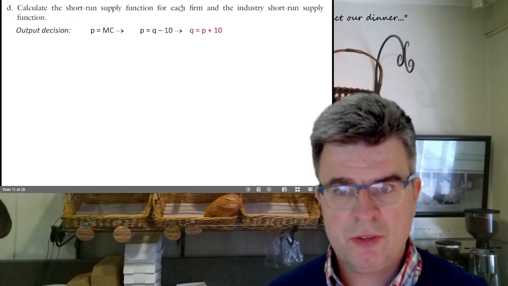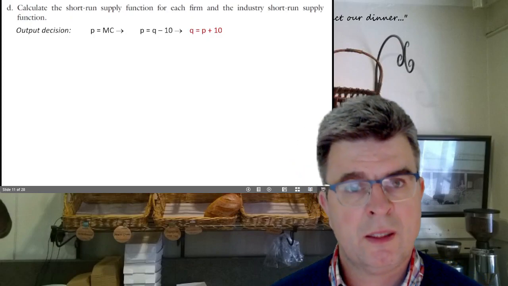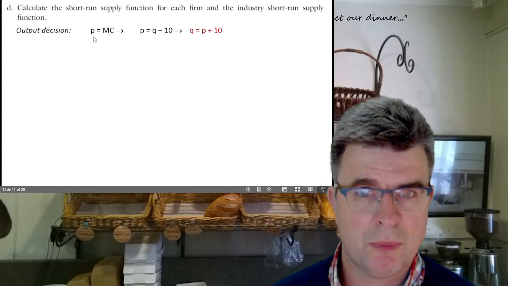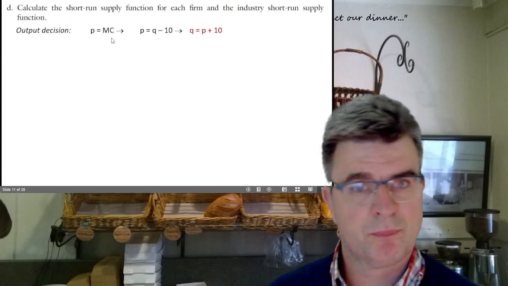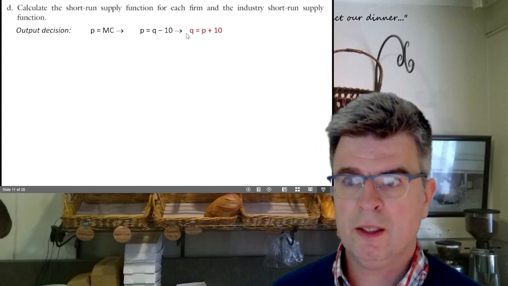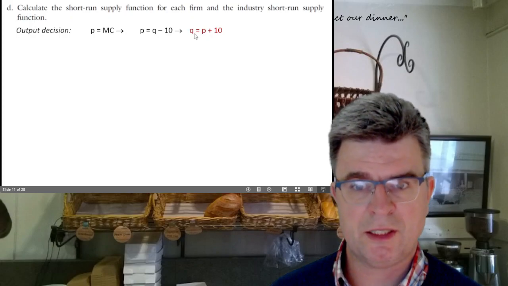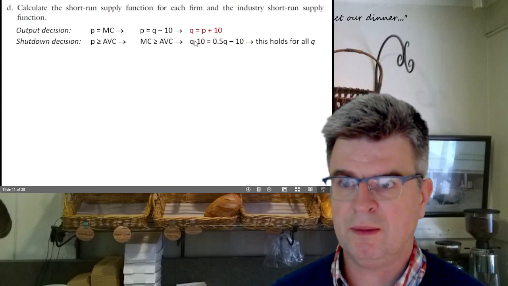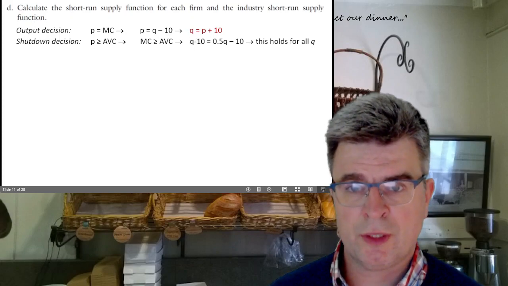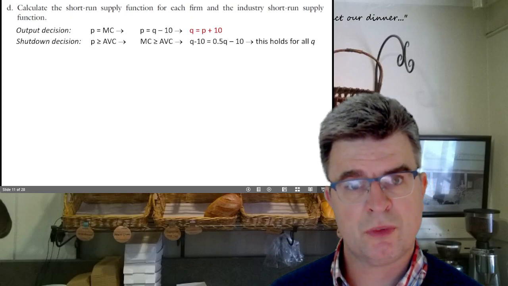So the output decision, if active, how many units, is determined by setting marginal revenue equal to marginal cost. The firm is a price taker, so marginal revenue is equal to the market price. Marginal cost is from the previous slide, Q minus 10. So the supply function of the firm, quantity as a function of price, is equal to P plus 10. But will the firm produce at all? Does the firm recoup some of its fixed cost?